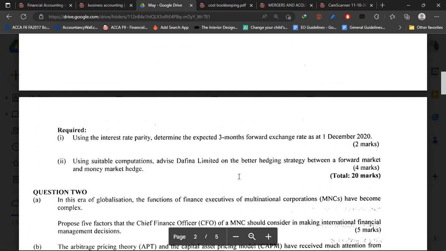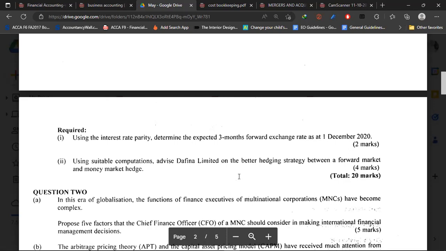You are required to do the following. Number one, using the interest rate and the expected forward exchange rate as at 1st December 2020. And number two, using suitable computation, advise Dafina Limited on the better hedging strategy between a forward market and a money market hedge, for a total of 6 months.